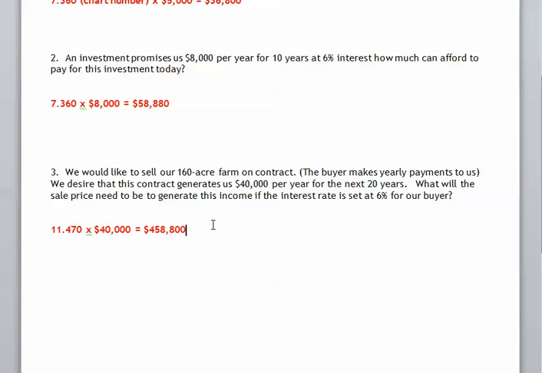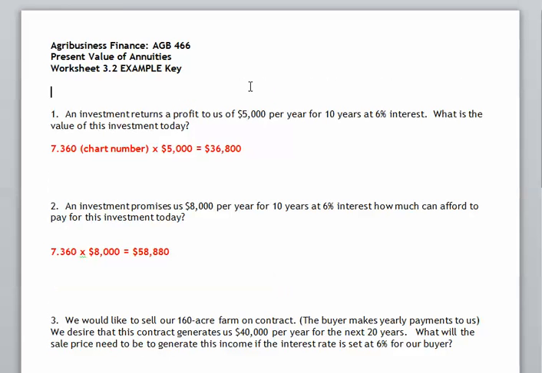Okay, so that'd be a grand total of $800,000 of income over the 20 years. 458,800 would have come from the initial sale price of the farm. The remaining 341,200 would all be interest. So, wonderful thing here, figuring out the present value of annuities.